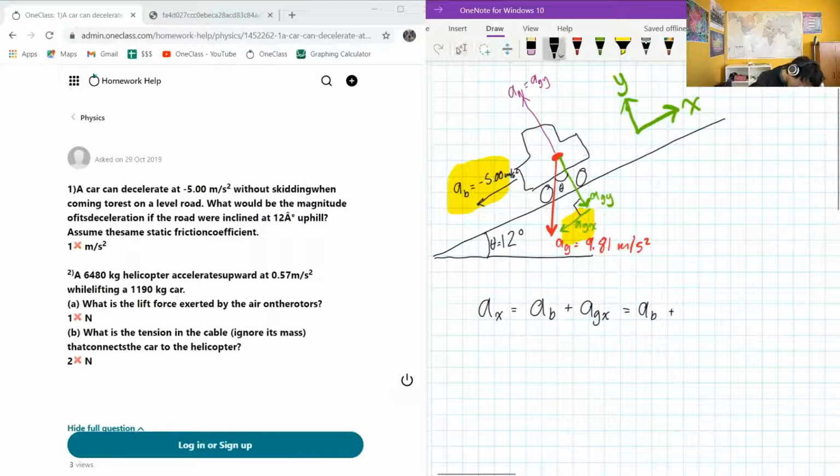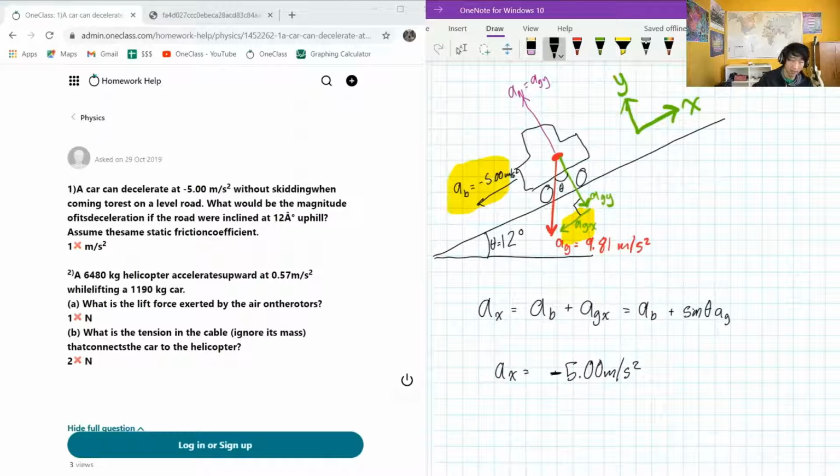Maybe if I draw this, that will be a little bit more clear. So we definitely have to use sine of that angle. So it's going to be sine of theta times regular AG. Now subbing in our numbers for this AX, we originally had our 5 meters per second squared. Let's keep the signs consistent. So we're going to have negative 5.00 meters per second squared, assuming positive is up the slope. And then we have to add, but this is negative as well since it's going down the slope. So that plus is really just a formality.